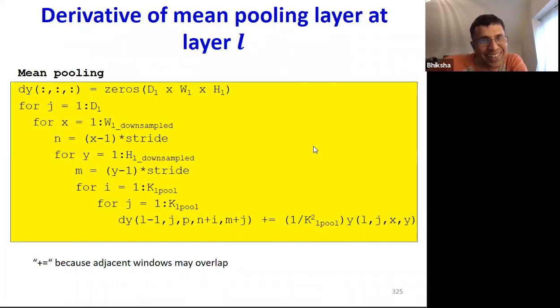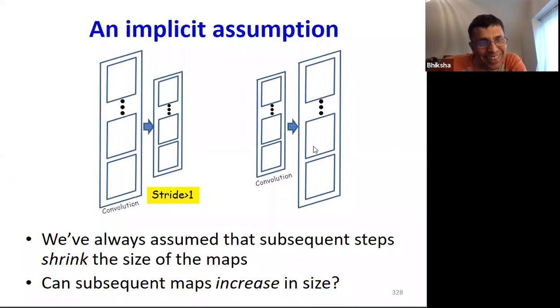All right. So now we always assumed that subsequent steps shrink the size of the maps. If you had a stride of 1, then the output map was the same size as the input map, modulo the boundary effects. If you had a stride greater than 1, then the output map is smaller than the input map, right? Can we do the reverse? Can I go from a small map to a larger map? This is like having a stride that is less than 1, right?